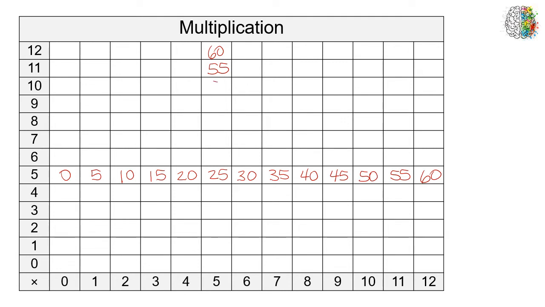10 times 5 is 50. 9 times 5 is 45. 8 times 5 is 40. 7 times 5 is 35. 6 times 5 is 30. 5 times 5 is 25. 4 times 5 is 20. 3 times 5 is 15. 2 times 5 is 10. 1 times 5 is 5. And 0 times 5 is 0.